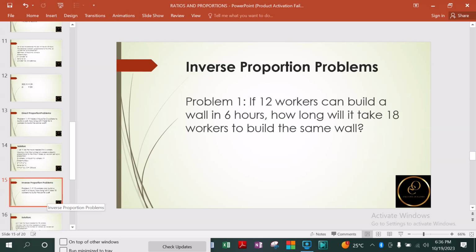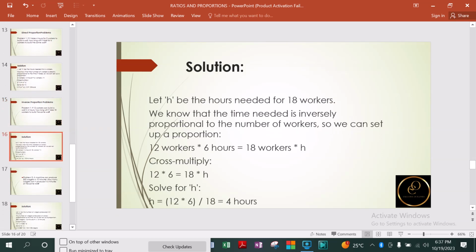So let's look at how we sort out this simple problem on inverse proportion. Problem number 1: if 12 workers can build a wall in 6 hours, how long will it take 18 workers to build the same wall? By implication, if we have more workers, we expect them to take less time. So if the number of workers grows, you expect the number of hours taken to reduce. They are moving in opposite directions. That is an inverse proportion problem. So how do we sort out that inverse proportion problem? That's what we're going to show you.